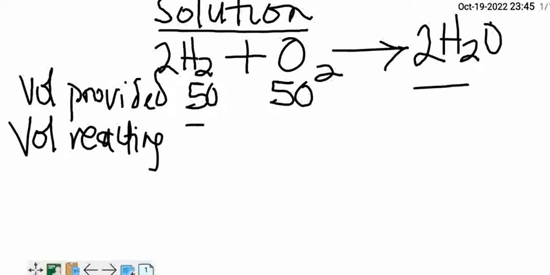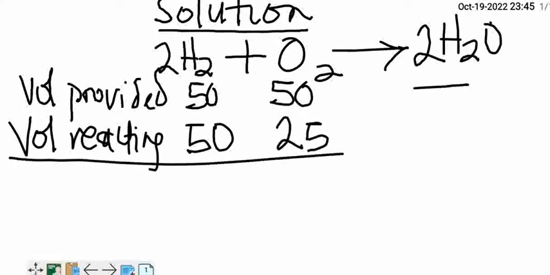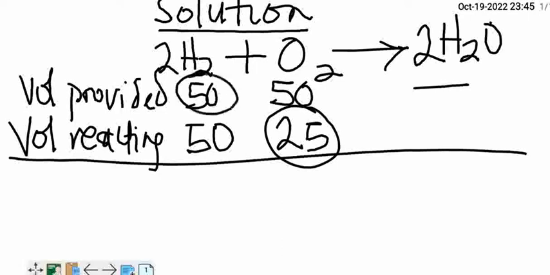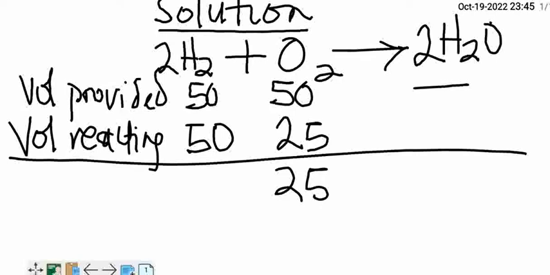The answer here is that 50 cm³ of hydrogen will only react with 25 cm³ of oxygen. From this 50 cm³ of oxygen provided, only 25 of it will react. By the time 25 of it has reacted, the whole 50 of hydrogen given would have reacted. So when 25 cm³ of oxygen is left, the volume of hydrogen remaining is 0. All of it has been used up. There will be no more hydrogen to react with this 25 cm³ of oxygen left.